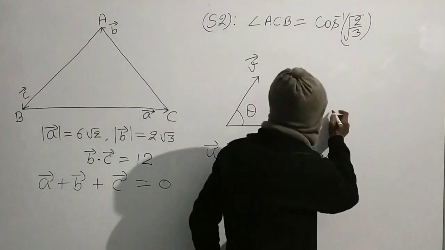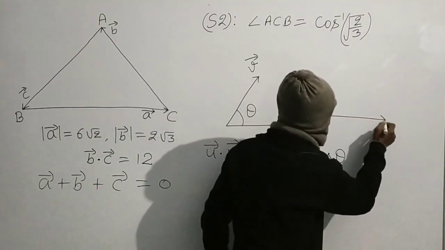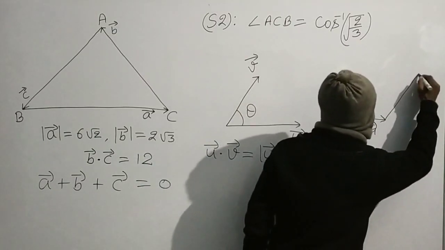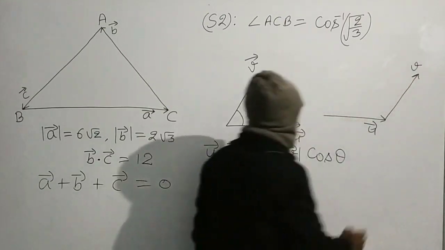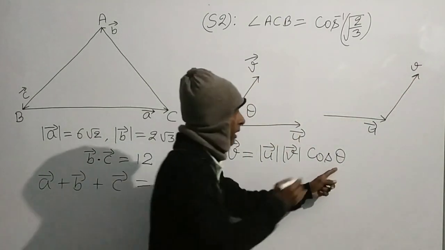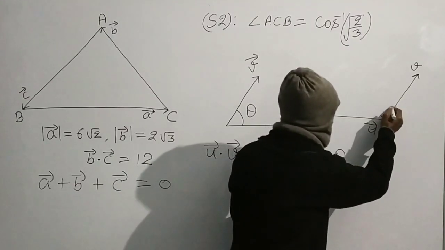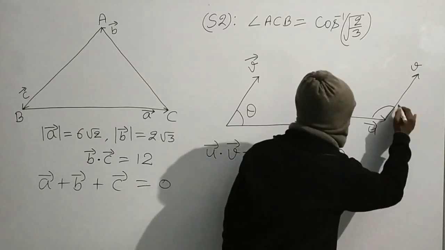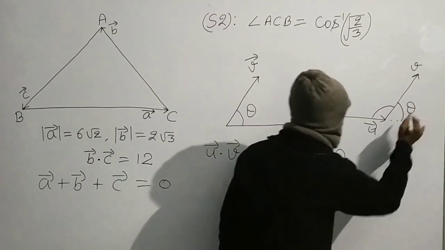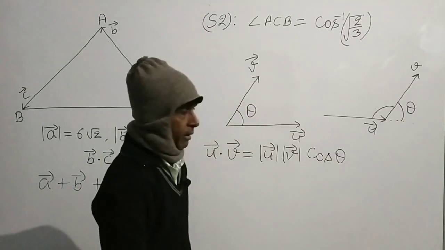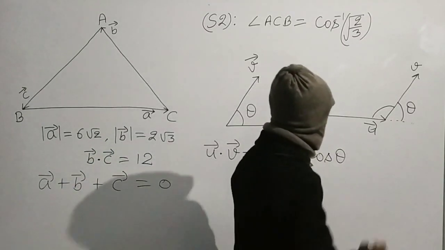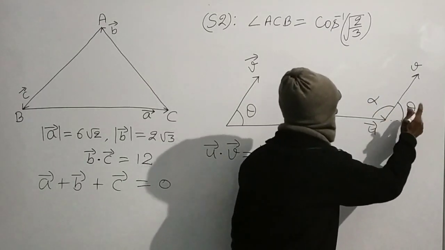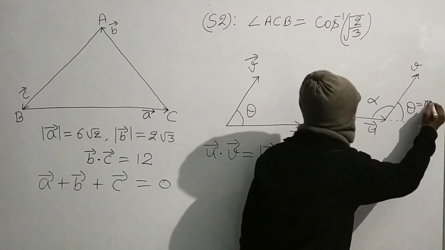But when u is here and v is here, then in place of theta we will not write this angle, but we will write this angle. This angle will be theta. Suppose this angle is alpha, then theta will be equal to pi minus alpha.